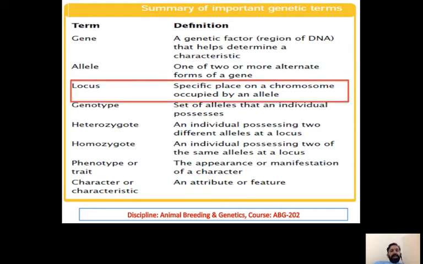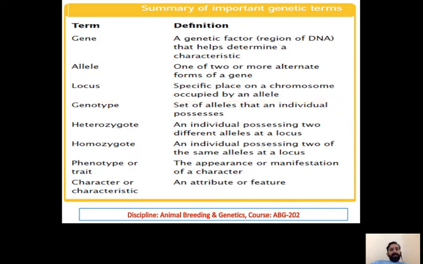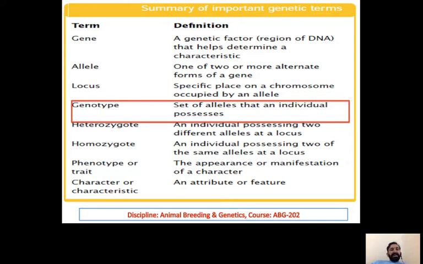So locus, a specific place on a chromosome occupied by an allele. At this point, I would suggest you revise the practical part related to the chromosomal structure, genes, and this sort of stuff. Then the genotype is basically a set of alleles that an individual possesses. So this is the combination of both of the alleles in case of humans or animals.